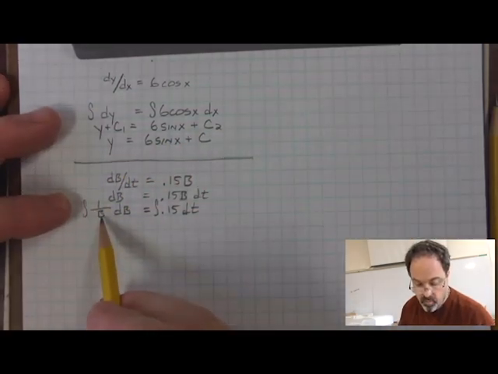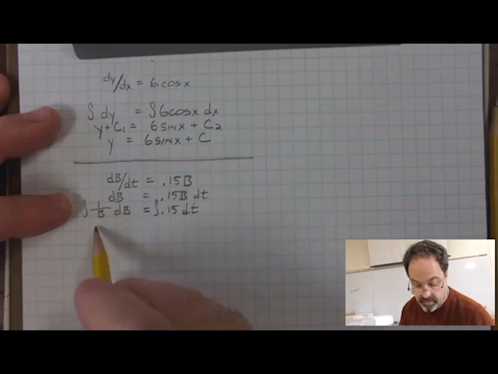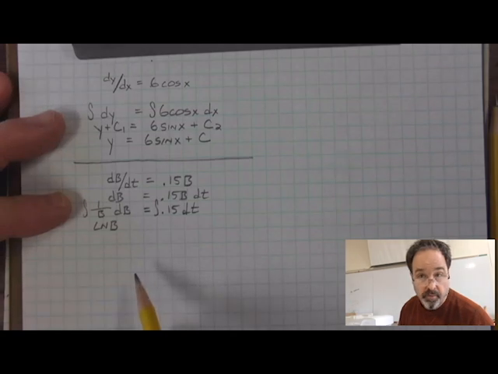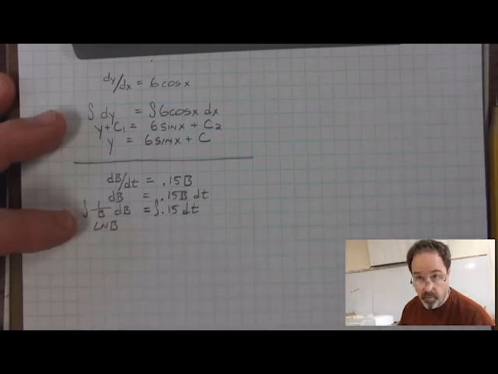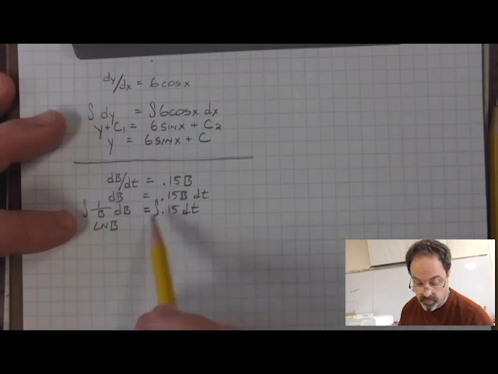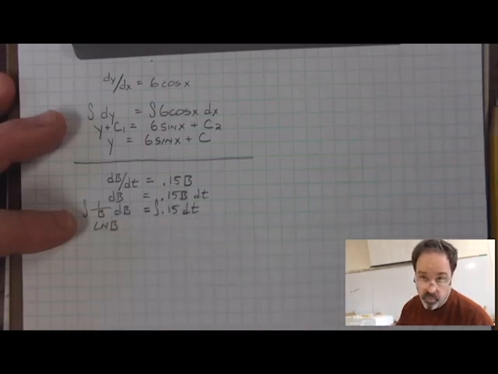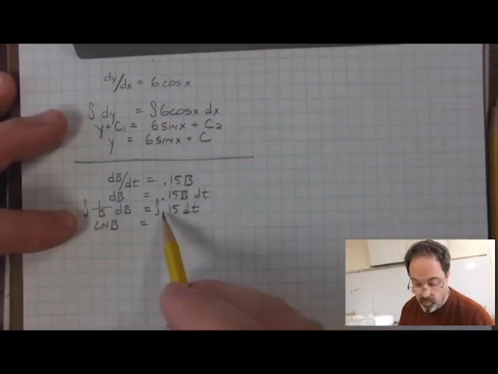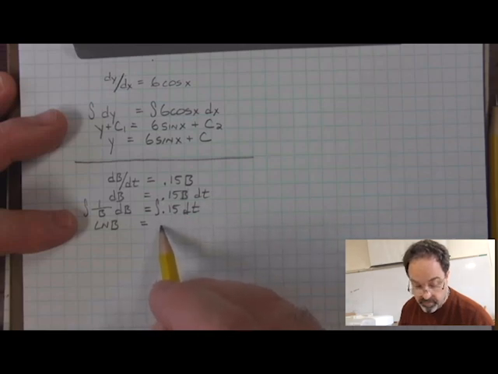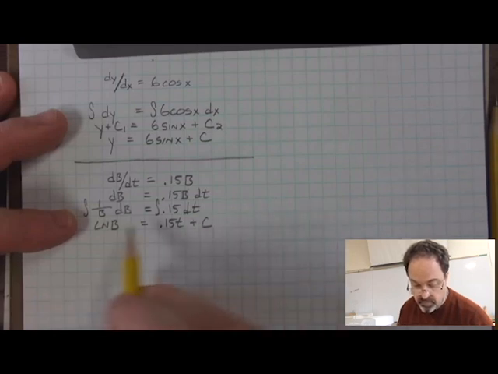The integral of 1 over b with respect to b is the natural log of b, an integral property worth memorizing. It has its own constant of integration, but we're going to take the two constants of integration that are going to be created by these two indefinite integrals, and we're going to express them as one unknown constant of integration. The integral of 0.15 with respect to t is 0.15t, and the constant of integration that combines both.